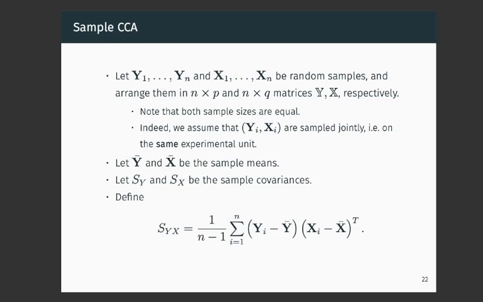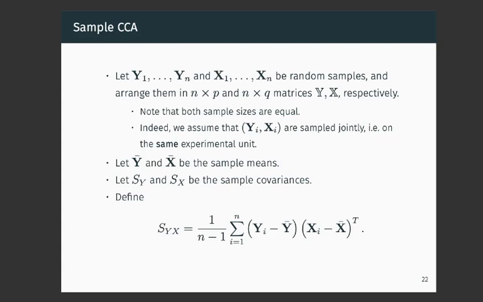So far we've been talking about the population model for CCA. In general, we will have a sample of observations from y and from x, and we want to be able to perform CCA on the sample quantities, so the sample covariances. Just for notation, let y1 to yn and x1 to xn be random samples, so each of them are IID. Let's arrange them into n by p and n by q matrices, Y and X, respectively. Note here that the sample sizes are equal, so we would be measuring the pair yi and xi on the same experimental unit. This is important. This is an assumption of CCA.